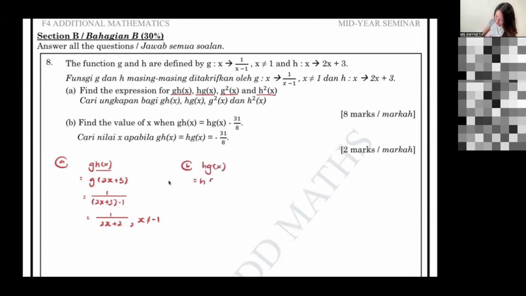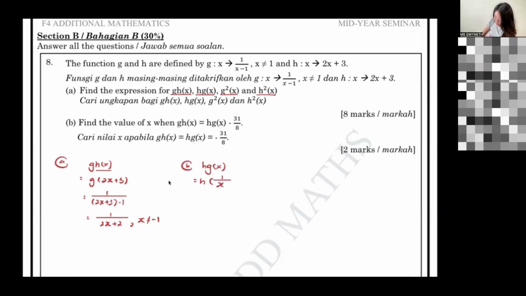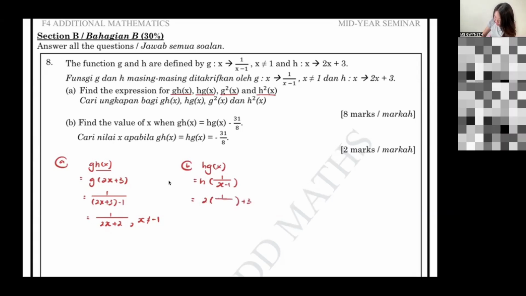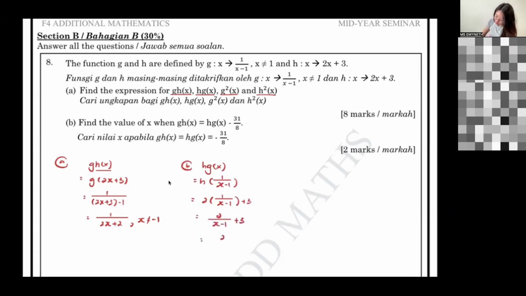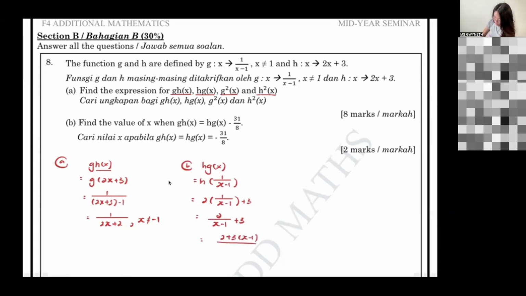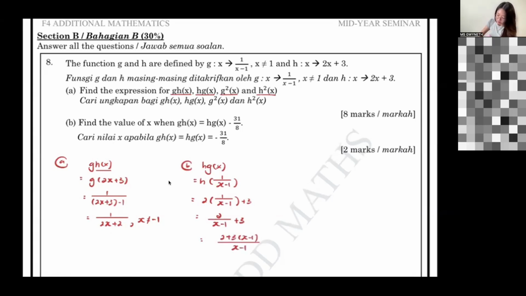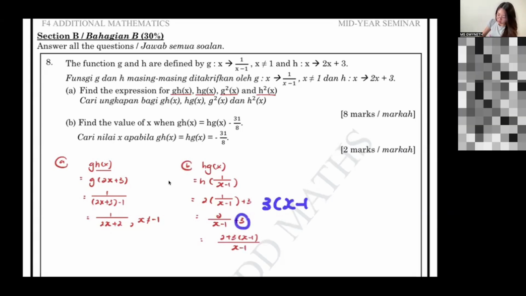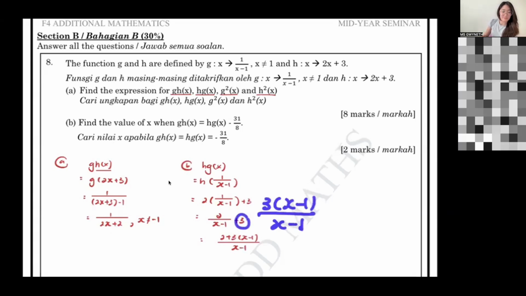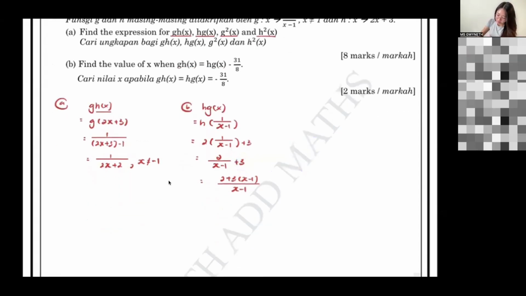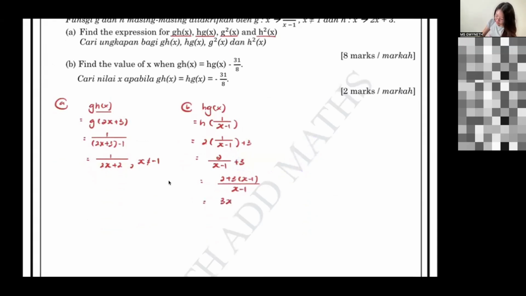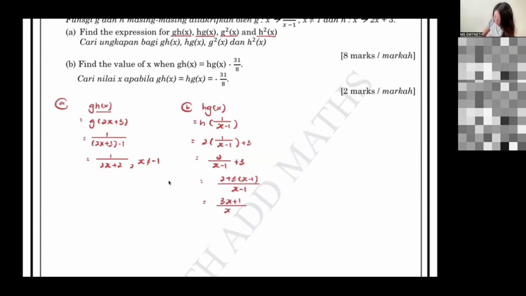HG(x). G is 1 over x minus 1, and H is 2x plus 3. Multiply. You have 2 over x minus 1 plus 3. Combine them together. Make 3 a fraction. You need to have a common denominator, then only you combine the numerators together. Then simplify. So you get 3x plus 1 over x minus 1.